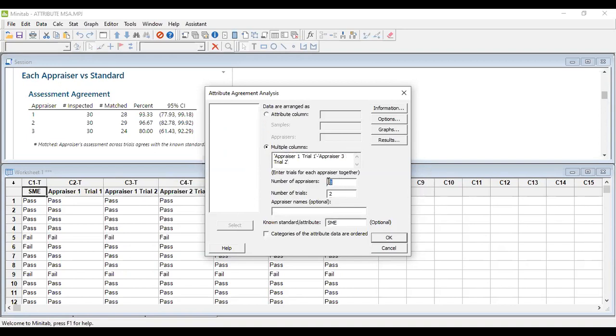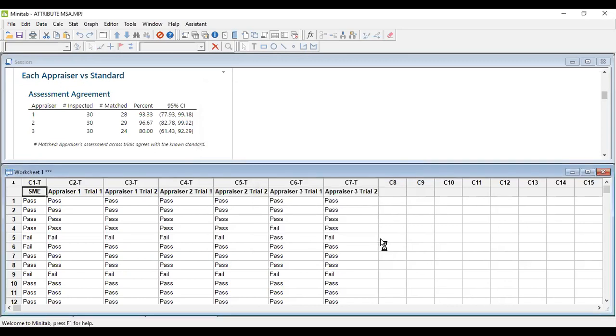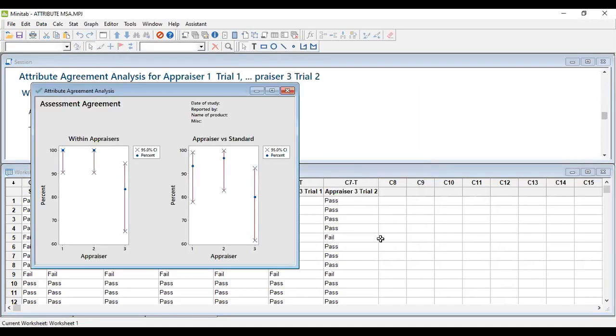Okay. Now I input saying that there are 3 appraisers and there are 2 trials, and I also click here and select the SME. And you can also put a price and names if you want a customized result. And this is how it looks. Any questions here? Okay. Good to go. All right, then I click on OK. And this is how I get a result.